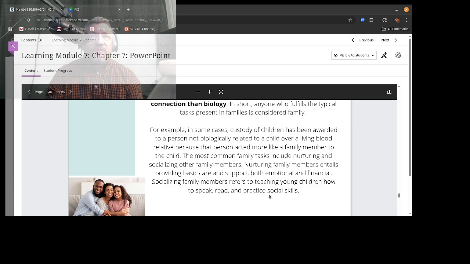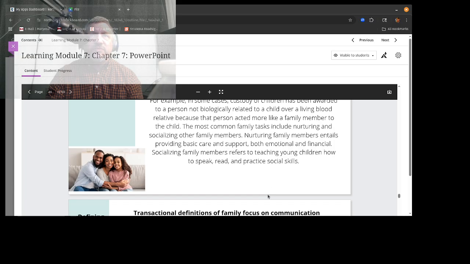A nurturing family member makes sure basic care and support, as well as emotional support, and even assists their children in trying to help them reach goals like education.